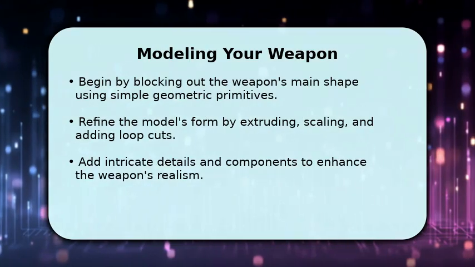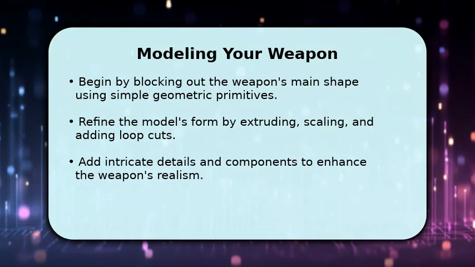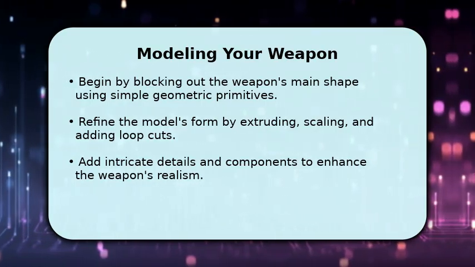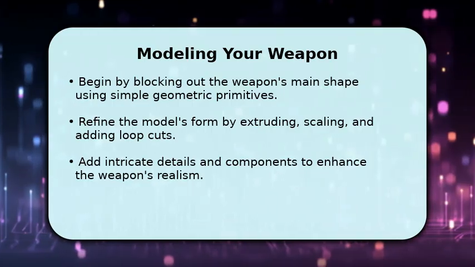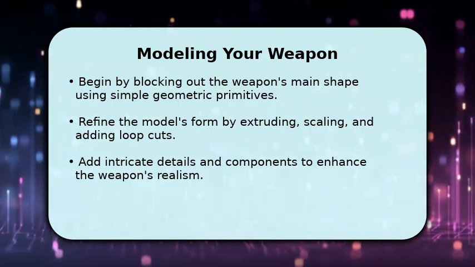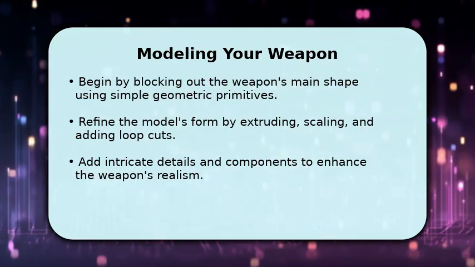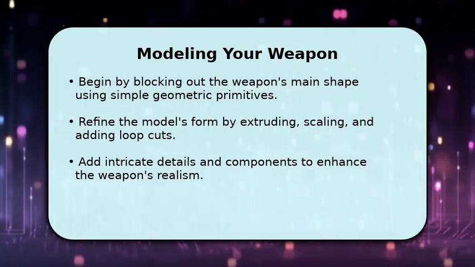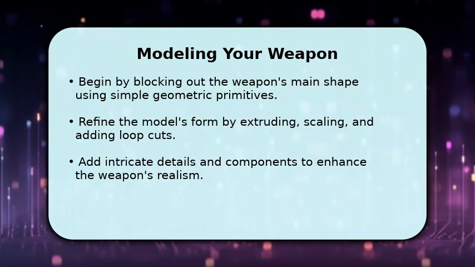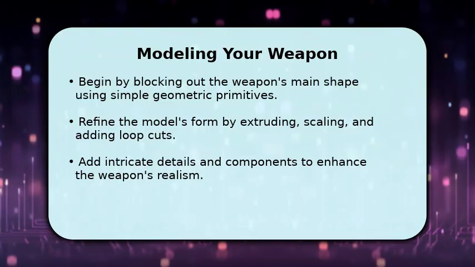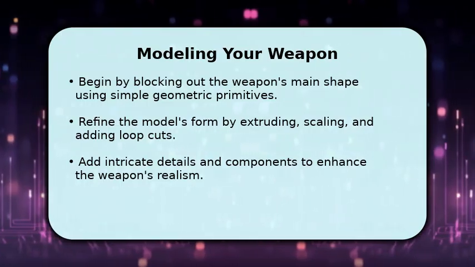Now, let's dive into modeling your weapon. Start by blocking out the primary shape using basic geometric forms like cubes or cylinders. Think of it as sketching in 3 dimensions. Then, you'll refine this initial shape by extruding faces, scaling edges, and adding loop cuts to create more complex geometry. Don't forget to add those intricate details, like triggers, scopes, or magazines, to make your weapon truly stand out.